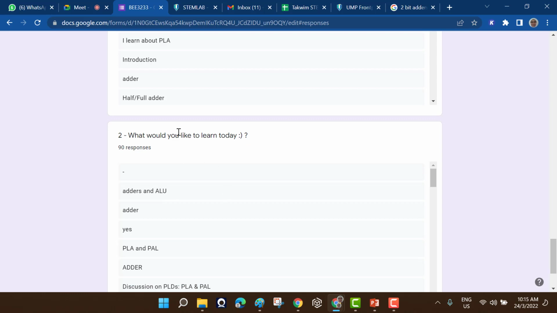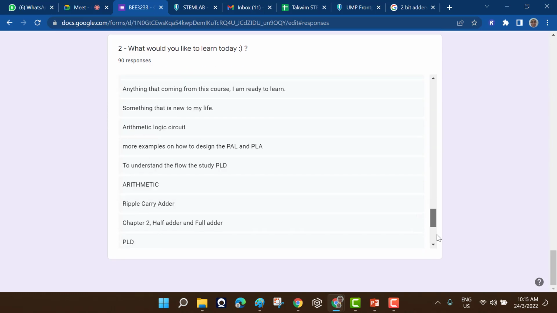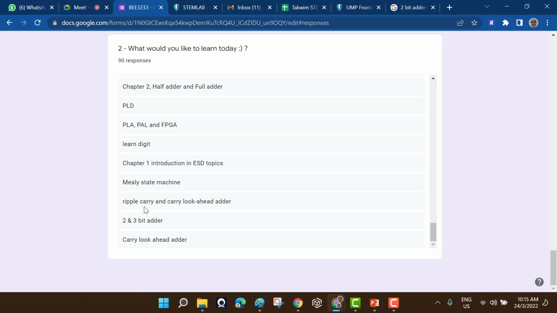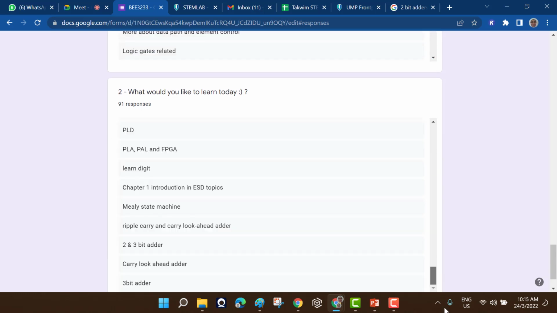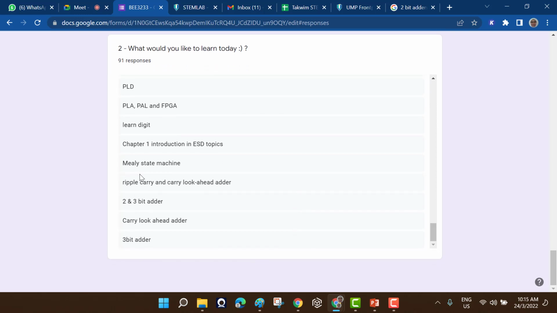Alright, okay, what would you like to learn today? This one I'm going to use the same method, last in first out as well. You would like to know more about carry look ahead adder. Okay, ripple adder, 2 3-bit adder, carry look ahead adder. Okay, is that all? You would like to look again at PLA, PLD? Or is this one from the previous class?